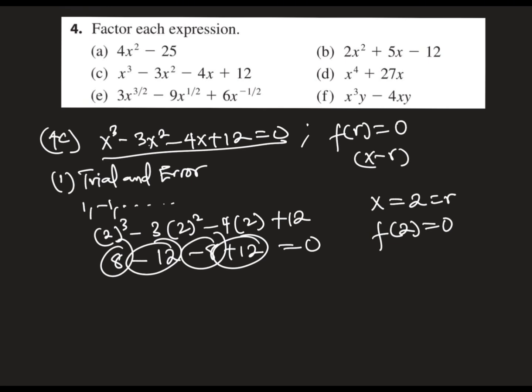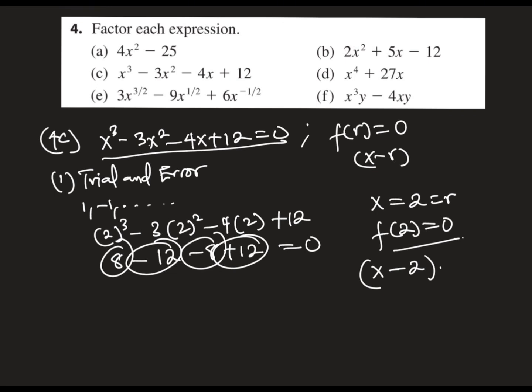Now if you want to write that, because f of 2 equals 0, you say x minus what? X minus 2 is a factor of this expression. Okay, so that is the first method, to know the first factor.